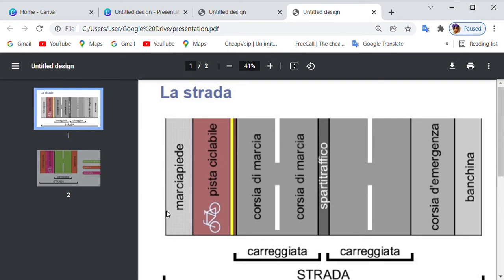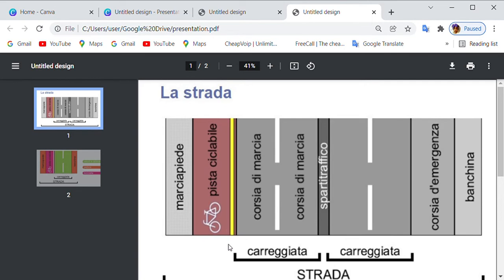You can see beginning from here to here is strada. Inside the strada you have bankina, you have corsia di emergenza, you have corsia di marcia, which you have here, left and right. Then you have spartitraffico, which separates the 4-lane road. It could be iron, they used to do it. It could be curbs. Then you have pista ciclabile, where you are supposed to drive a bicycle. Then you have marciapiede, where you are supposed to walk with your legs. I hope this is understood.